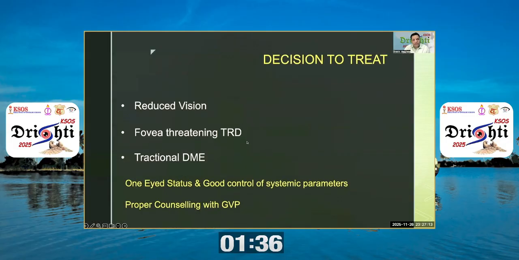So the decision to treat in cases with proliferative diabetic retinopathy, when you have these membranes, is especially when the vision is significantly reduced, when there is a fovea threatening TRD, or when there is a tractional diabetic macular edema.